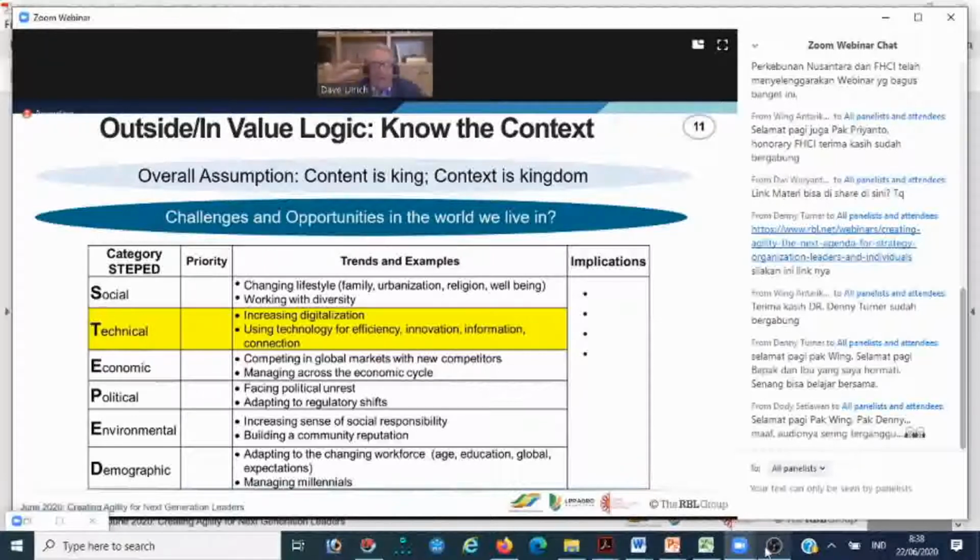What are the technical trends, technology, digitization? What are the economic trends, the global markets and competitors? What are the political trends? And there's political issues in almost every country. What are the environmental trends, the social responsibility, and what are demographic trends? If I understand those trends, I have a way to understand the context.